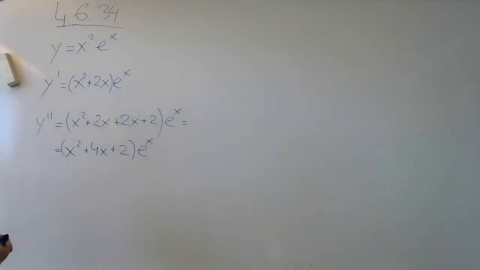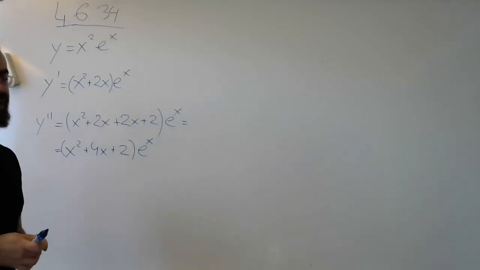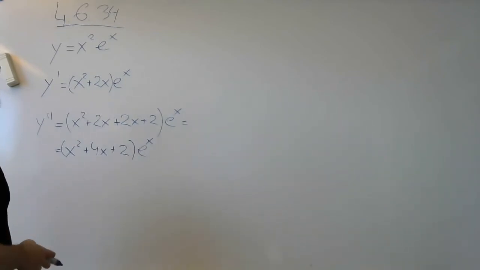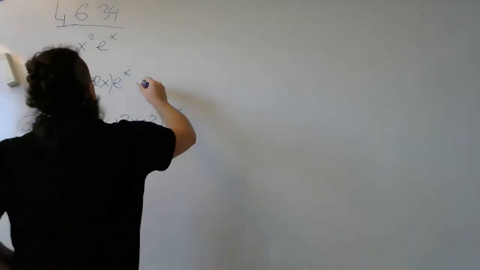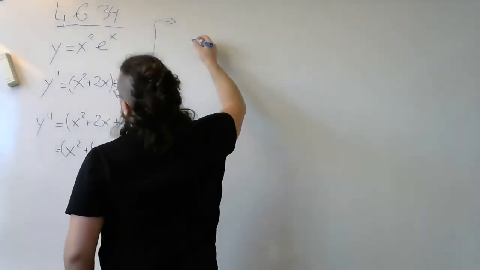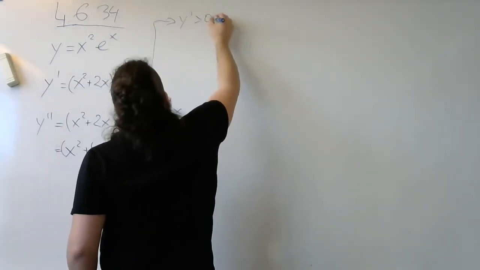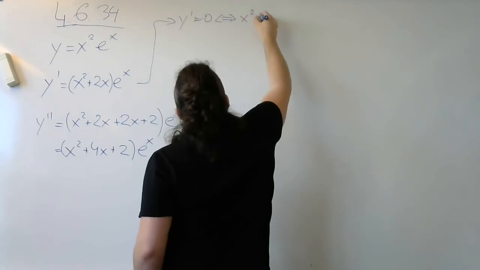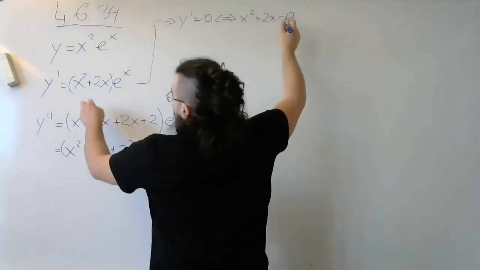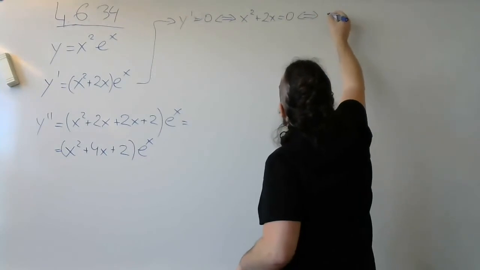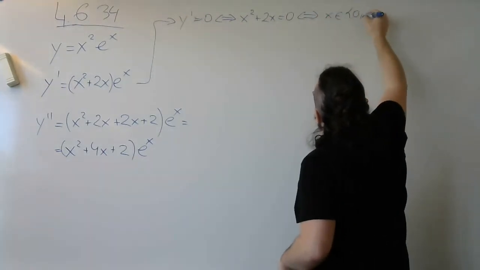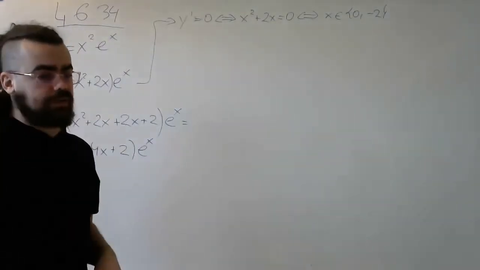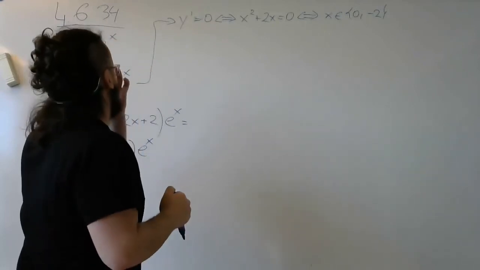Is something like this. Differentiating things that are multiplied by e to the power x is very simple. It's this thing plus its derivative, and everything multiplies e to the power x. So let's talk about increasing and decreasing. So this is greater than 0. Oh, sorry, this is equal to 0 if and only if this is equal to 0. So we have 2 points. One is 0 and the other is -2. So there are two points of no growth.